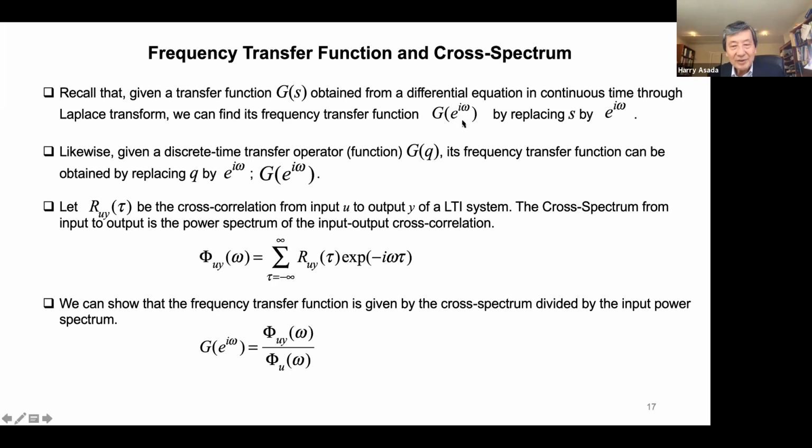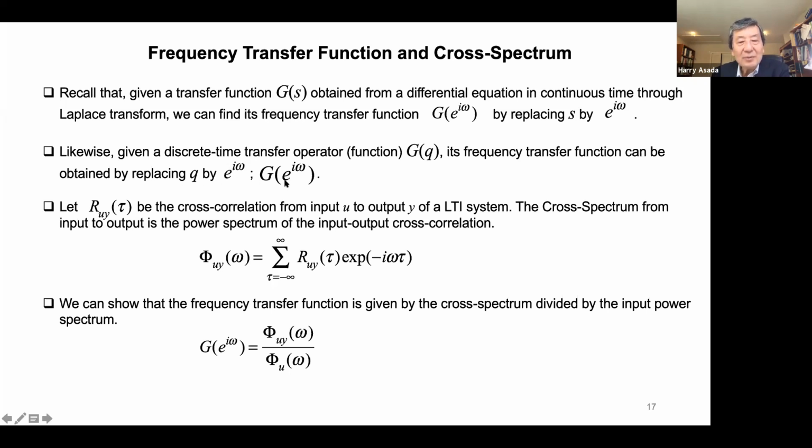Likewise, this is G of i omega. I should not use the same G over here and here, but I know that that is something that you did, and s is replaced by i omega. Now, likewise, given the discrete time transfer operator G of q, analogous to this story, the frequency transfer function can be obtained by replacing q by e^(i omega).